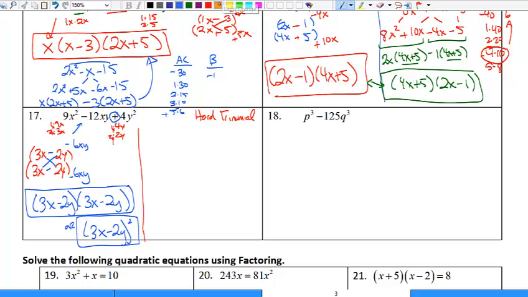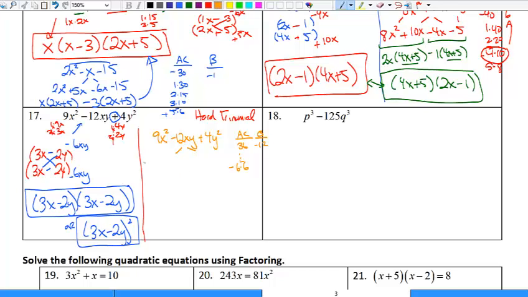Okay, if you chose to use the other method, which is grouping, you would take the 9 times the 4 and get 36, and we're looking for 2 numbers that multiply to 36, you add to 12. After you go through the list, it comes out to be 6 and 6. They both have to be negative because the positive on the 4 says the signs are the same. They both have to be whatever the sign of the 12 is.